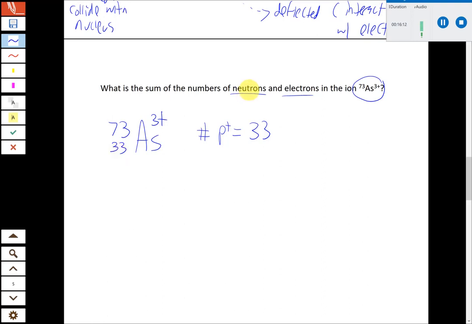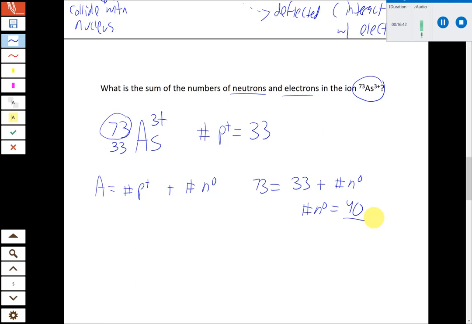Now, the first thing we can get is the number of neutrons. And what we'll recall is that this mass number here, abbreviated as A, is equal to the number of protons plus the number of neutrons. All right, and so we're told that the mass number of this ion is 73, and so that's going to be equal to the number of protons, which is 33, plus the number of neutrons. And with a little bit of simple algebra, we can figure out that the number of neutrons then is going to be 40. We just subtract the two. 73 minus 33 gives us 40 neutrons.